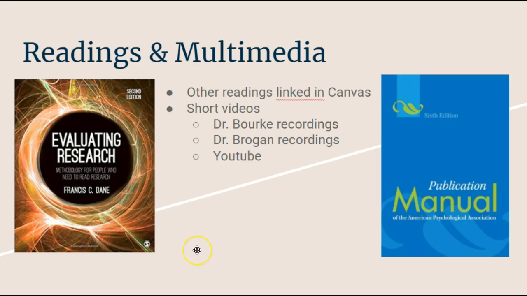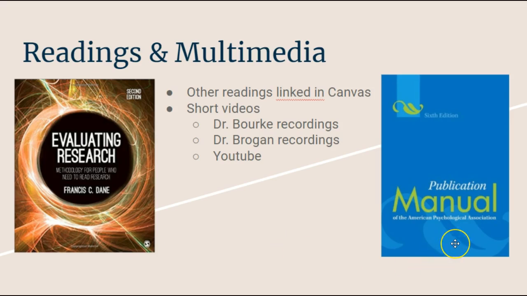And so again, the textbook is called Evaluating Research Methodology for People Who Need to Read Research by Francis Dane. And it's the second edition. Make sure you have the second edition of this textbook. As I mentioned and showed you, there are other readings that are linked in Canvas. Everything will be a PDF. There might be one or two things that could be HTML websites, but really look for PDFs. And again, if I send you to a website and it looks funny, or it's asking you to pay something, don't go any farther. Either post something in the general questions forum, call me, send me an email, tweet at me, whatever you want to do.